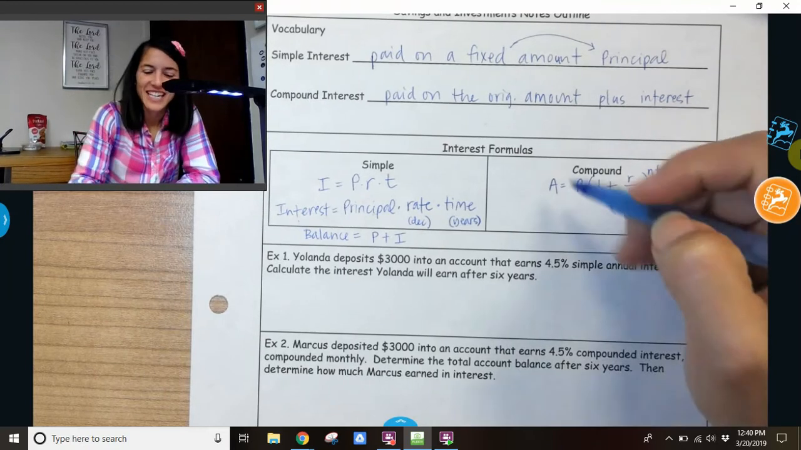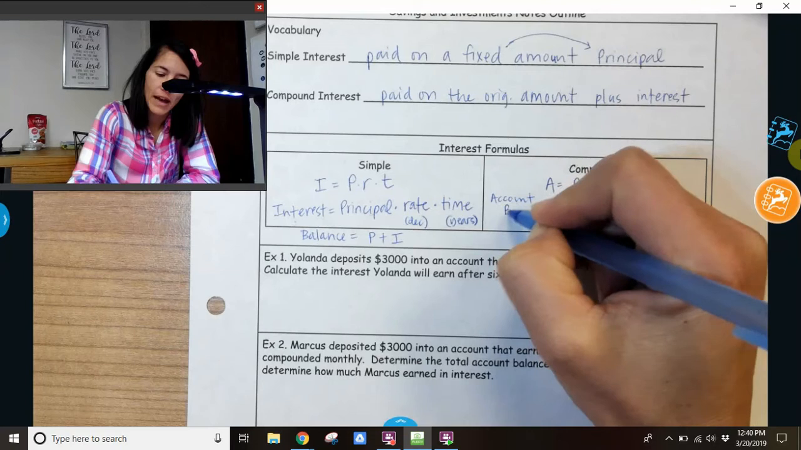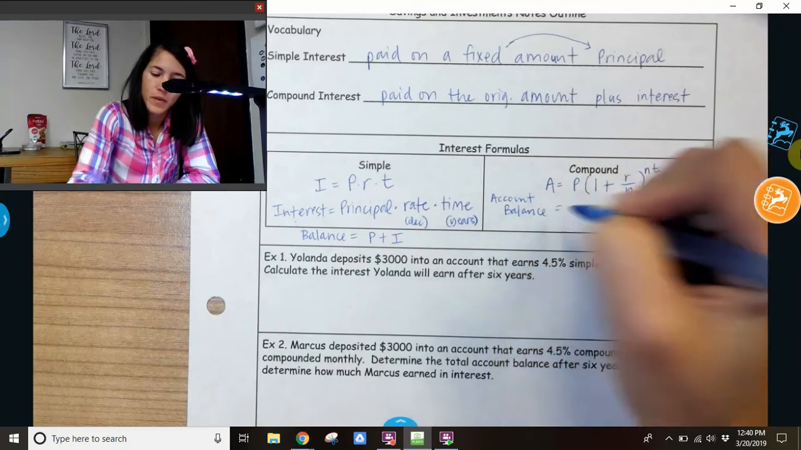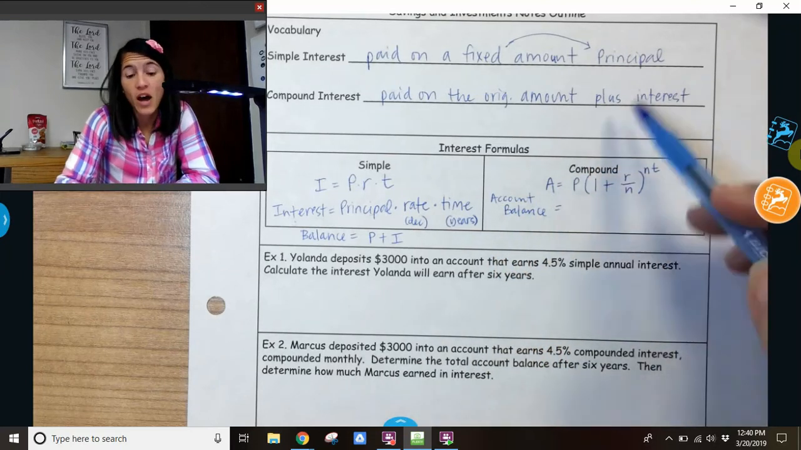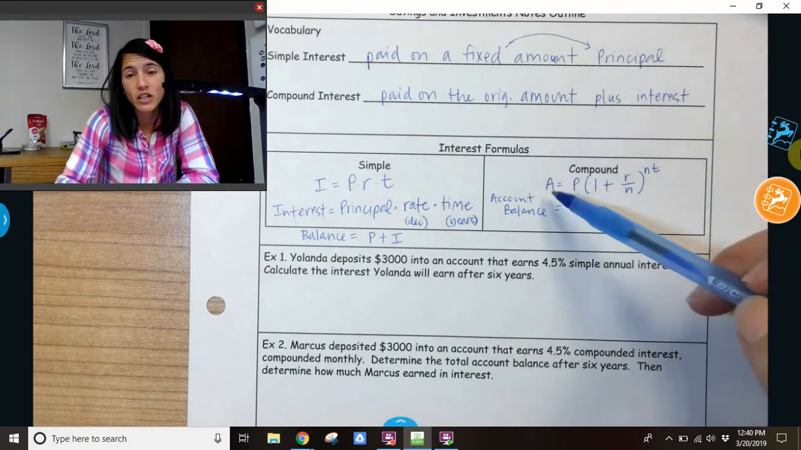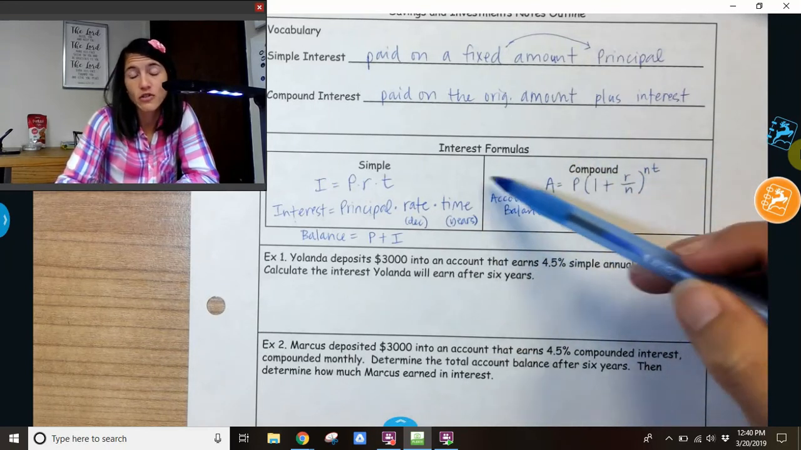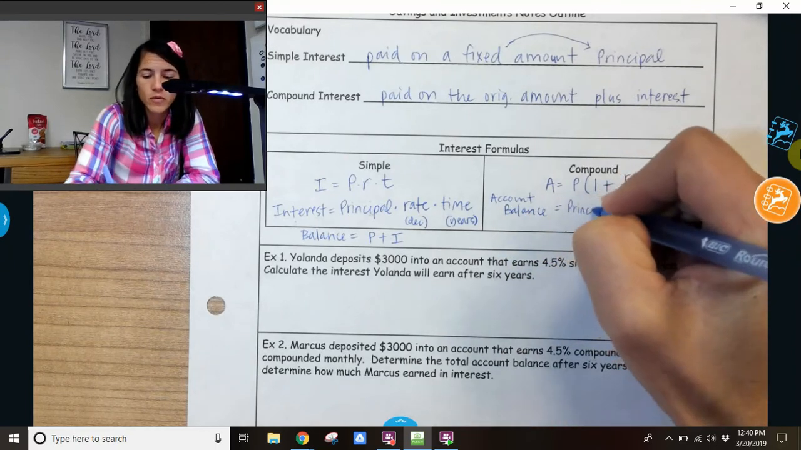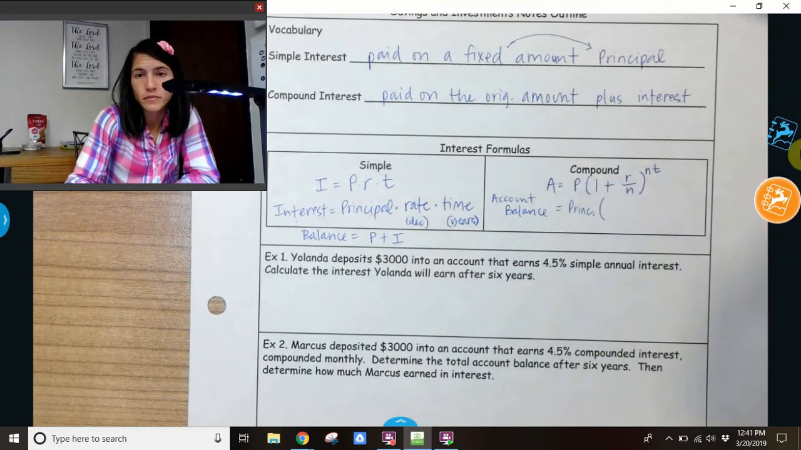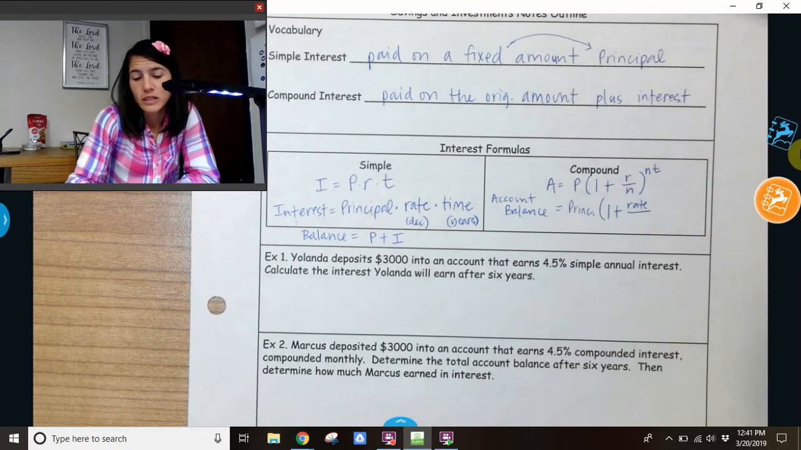I'll tell you. A stands for account balance. So that means your total. Because it's the amount plus the interest every year, when you calculate compound interest, that gives you your total. You already have it. P is principal. 1 is just a regular 1. R is your rate as a decimal.